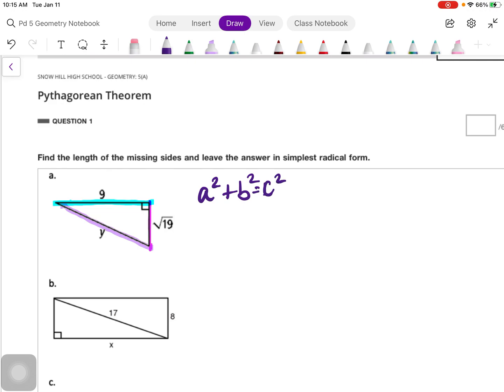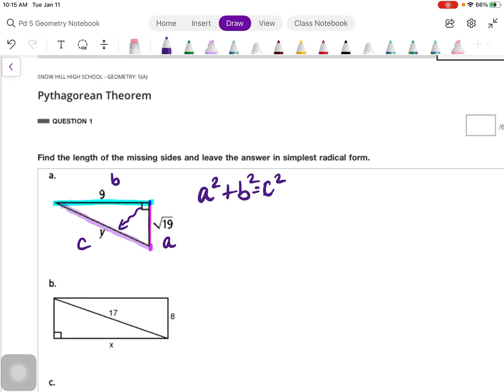All right, so for Pythagorean theorem, we always start with writing the Pythagorean theorem out. A squared plus b squared equals c squared. This is A, this is B, this is C. We know C has to be across from the right angle, so that one has to be there. But A and B can be interchangeable because we're adding them.